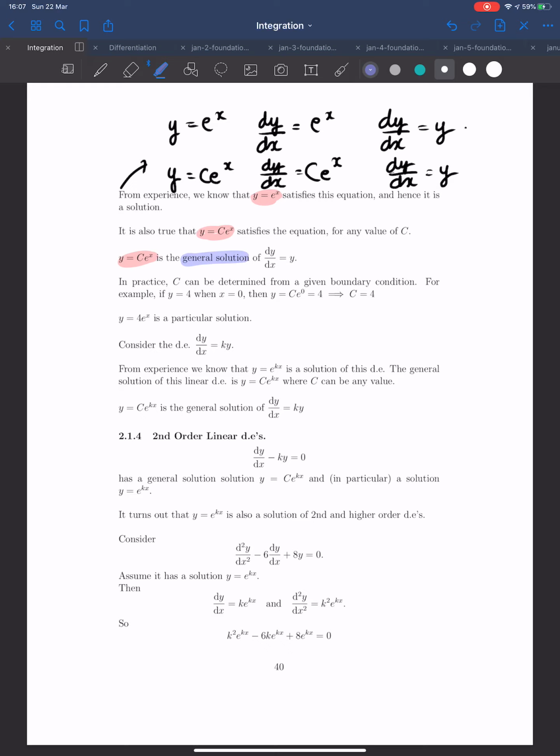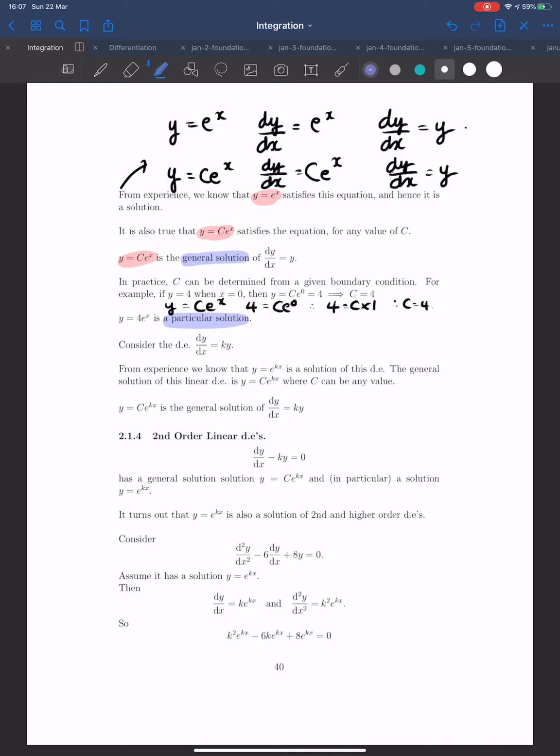So we're quite often told, say, if y equals 4 when x is 0, then there'll be a specific c that makes y equal to 4 when x equals 0. So if we say y is c e to the power x, and then substitute y is 4, x is 0, we get 4 is c times 1, so c is 4. So you've got y equals 4 e to the power x. Now that one is called the particular solution because it's particular to those particular boundary conditions.